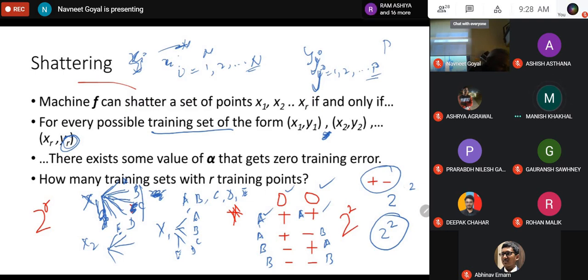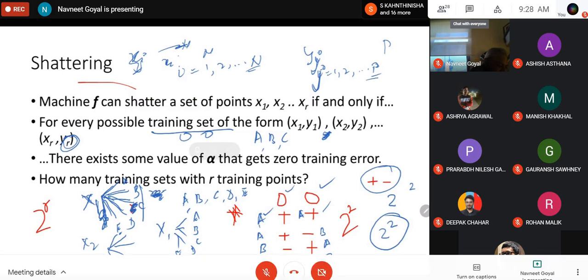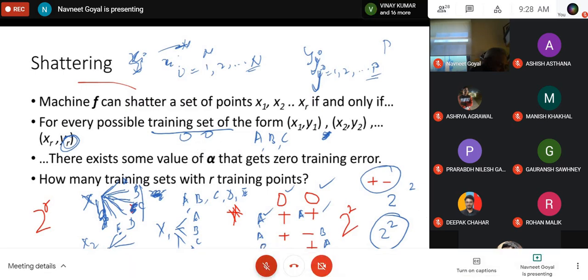So suppose now I have 3 grades, A, B, and C, right? And I have 2 students. In how many ways can I do the grading? 9. Base... 3 raised to power 2. 3 raised to power 2 or 2 raised to power 3?